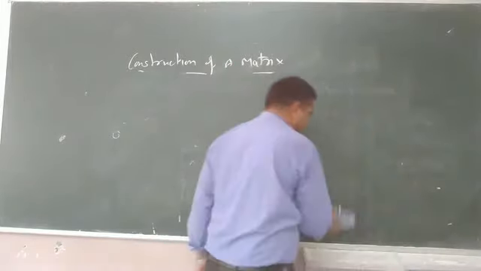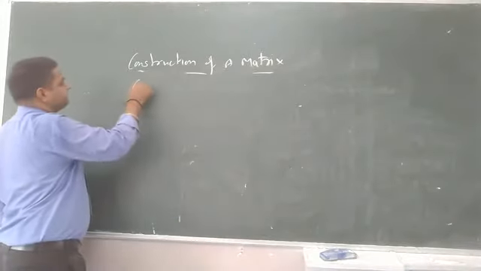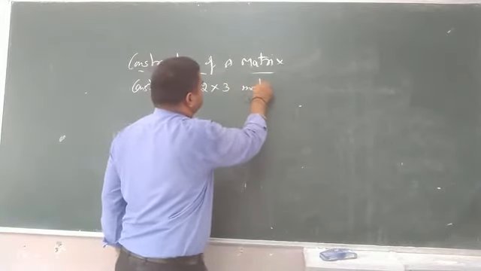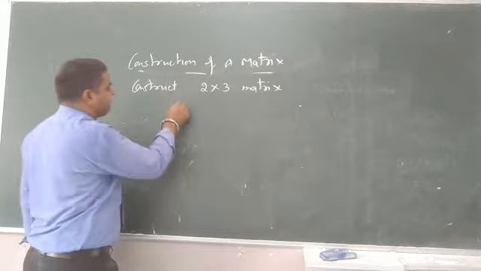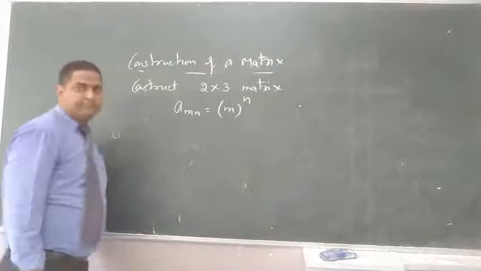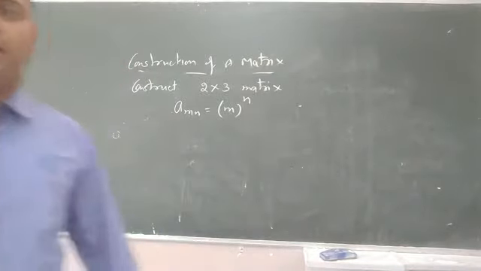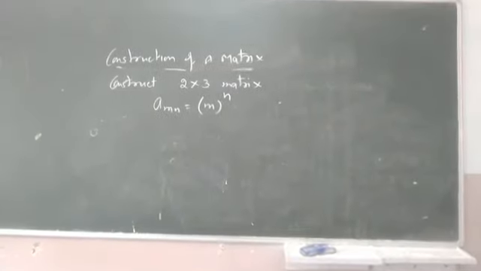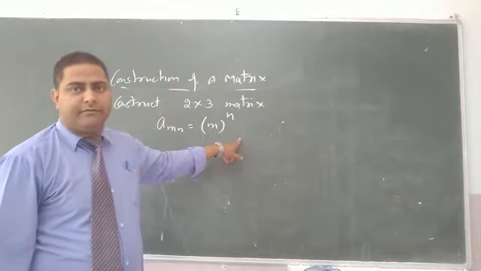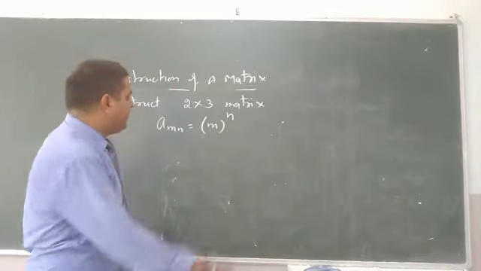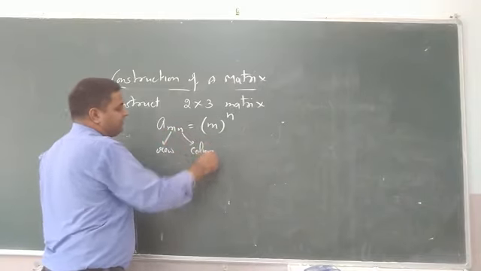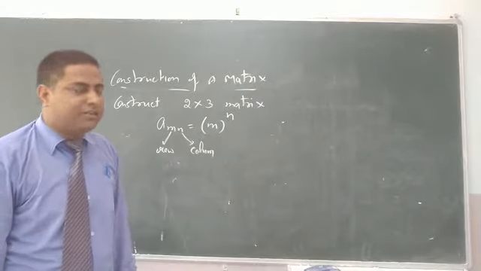Now, another question that I am taking is: construct a 2 by 3 matrix in which the members are given in the form of amn equals m power n. Clear? This is the rule. The rule is saying we have to take the members in the form of m power n. What does m represent here? Here m represents row and n represents column. We have to construct a 2 by 3 matrix.